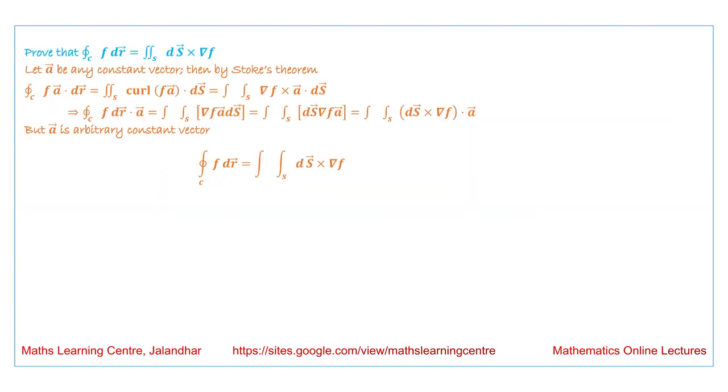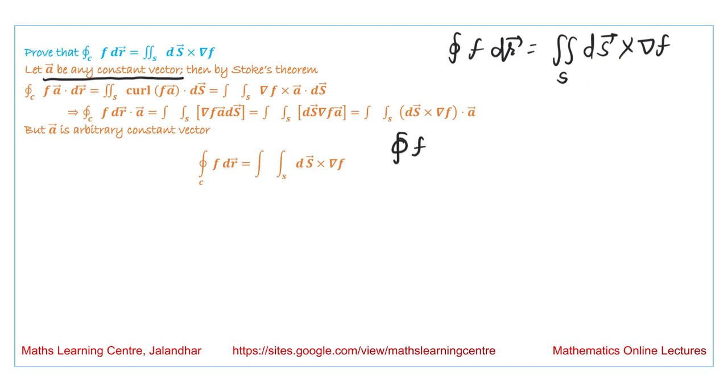Now next we have to prove that the closed integral of f dr vector is equal to the double integral over S of ds vector cross del of f. Now let a vector be any constant vector, then by Stokes theorem we have the integration of f a vector dot dr vector, that is equal to the double integral over S of curl of f a vector dot ds vector.